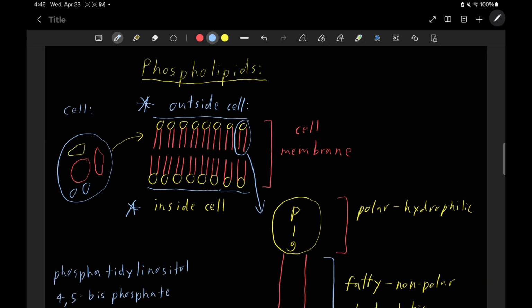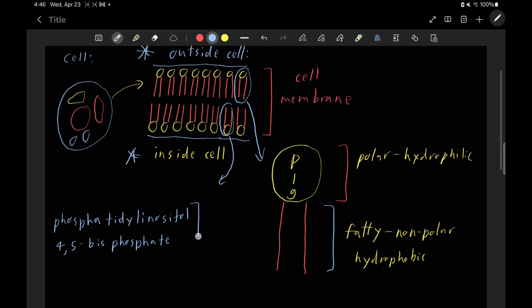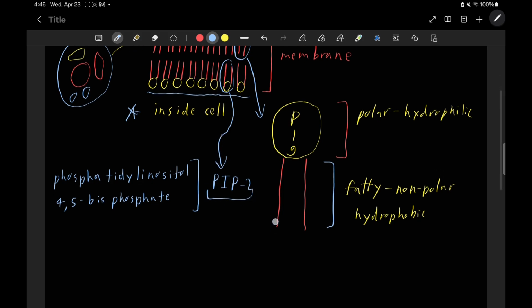Another thing to note with phospholipids is that they're not all the same, and there are actually different types of phospholipids. So let's say this one right here. The phospholipid type that we're going to focus on is, well, here's the full name. It's really annoying, I'm not going to try to say it. But the short form for this is PIP2. This is the name of your phospholipid.